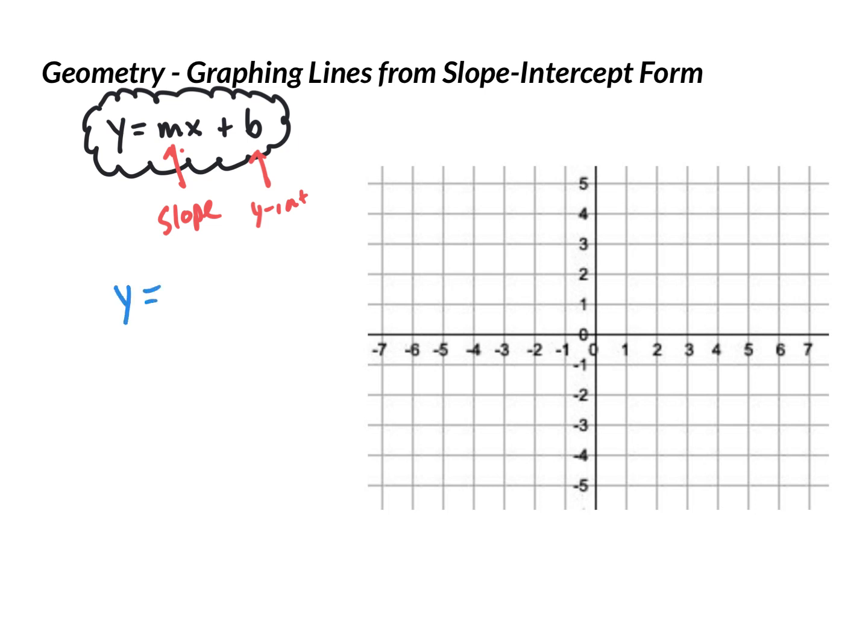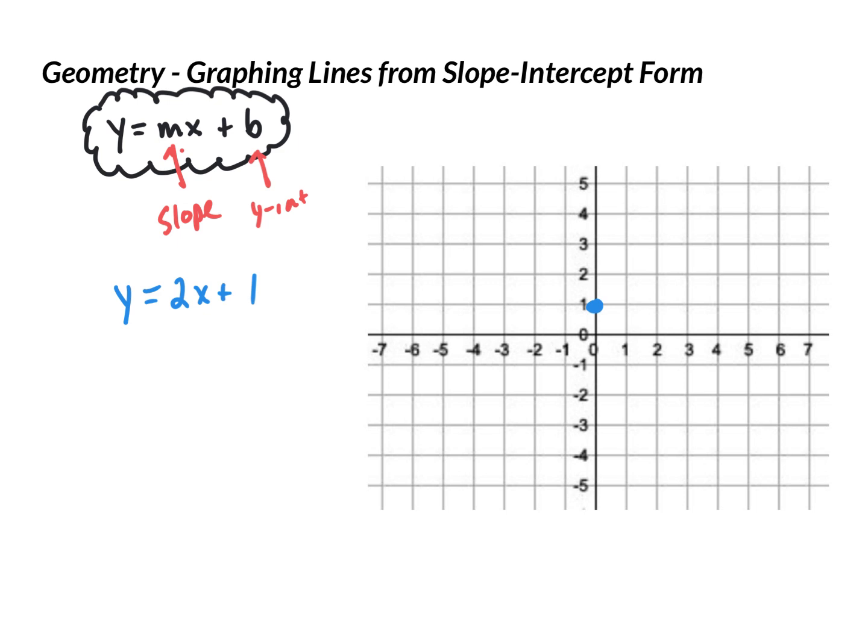Let's say y is equal to 2x plus 1. So I would start with the y-intercept. In this form, I would always start with the y-intercept. And again, that's what happens when x is 0. So 2 times 0 plus 1, it's always this number. It's just 1. So I'm going to put a little dot on that point where x is 0. The y-intercept is 1. And then the slope is 2.